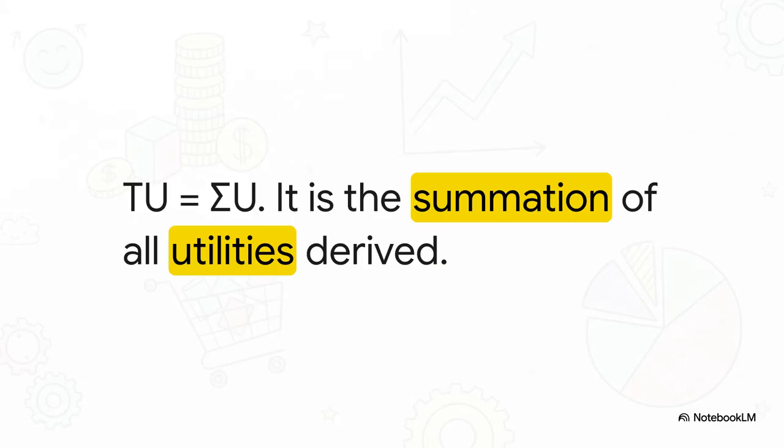Mathematically, this is literally just an addition problem. Total utility equals the marginal utility of the first unit plus the marginal utility of the second unit, and so on, all the way to the final unit you consumed. Or, written even more elegantly at the bottom, TU equals sigma U. You just add up the individual joy of every single slice you ate, and boom, that equals your total utility.